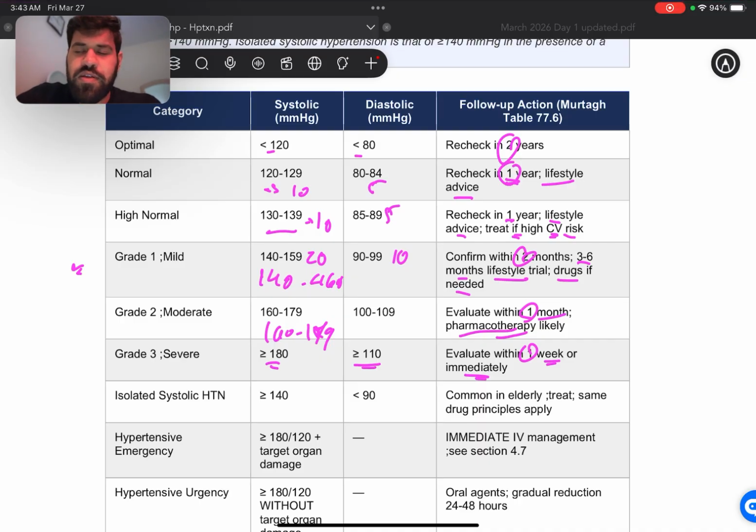Usually we don't give them any therapy. So the reason it's written that we have to evaluate within 1 week or as soon as possible is that we don't go off just one reading to treat the patient. Later on we'll be going over that trap that the AMC is going to set as well.